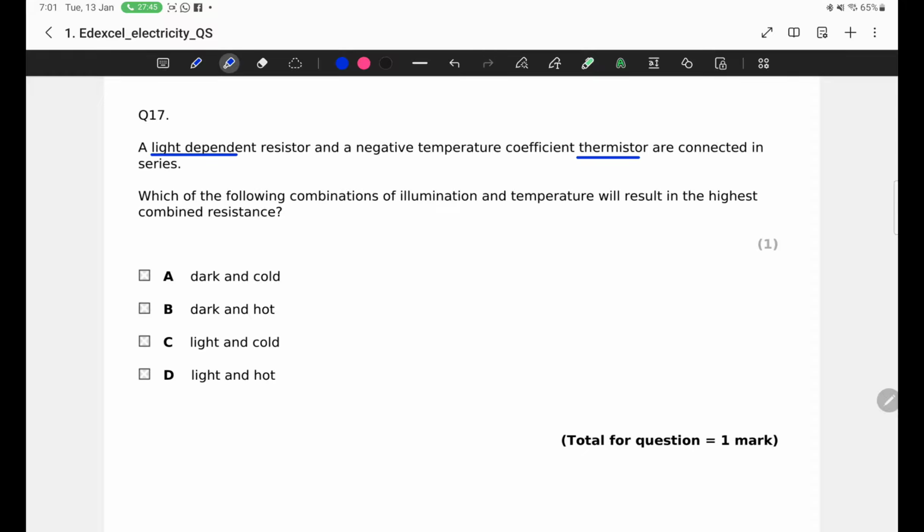Yeah, this is the LDR. Yes, LDR. Okay. So in this question, sir, we have two resistors, thermistor and LDR. They are connected in series.